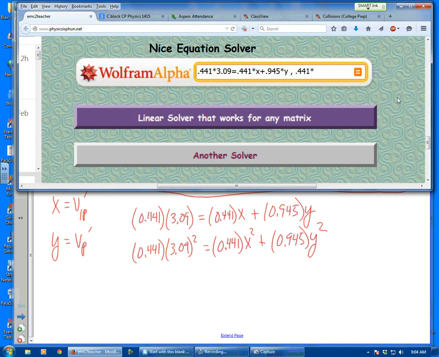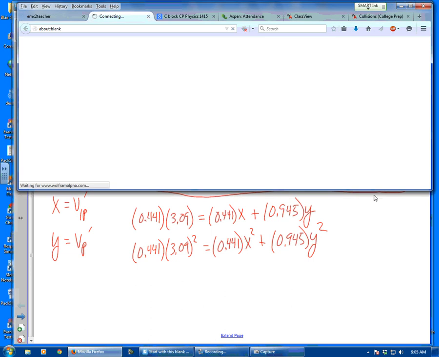That times 3.09 caret 2 to make it squared equals 0.441 times x caret 2 plus 0.945 times y caret 2. Hopefully I entered everything correctly.